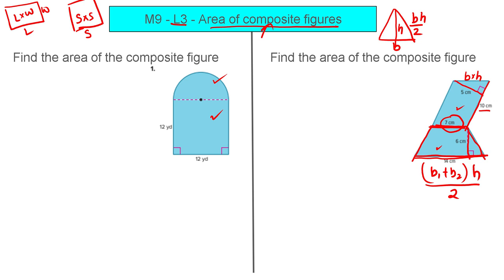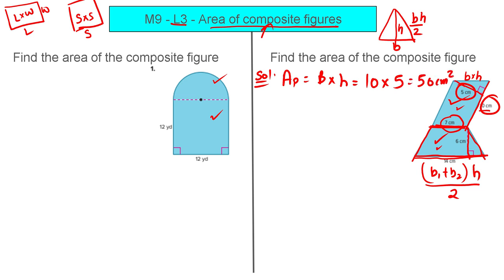Okay, let us start with this question only, because we have discussed it already. This image has two figures, a parallelogram and a trapezoid. So first we find the area of the parallelogram. Base multiply height. The base is 10 and the height is 5. So 10 multiply 5, 50 centimeter square.